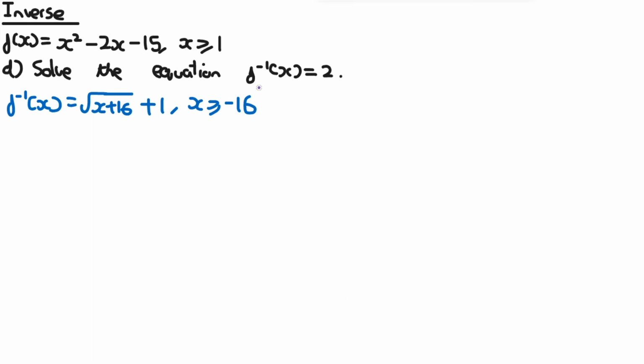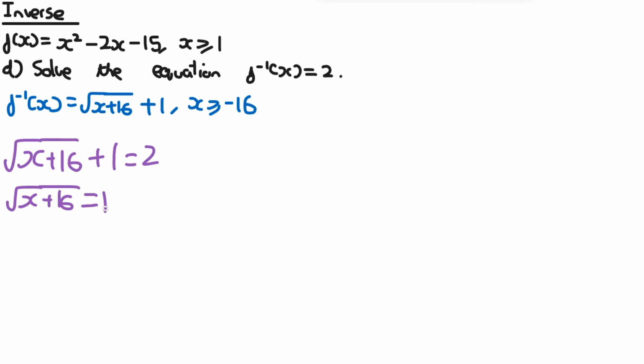And then for part D, we need to solve the equation f⁻¹(x) = 2, so therefore it's going to be when the root of (x + 16) plus 1 is equal to 2. Move the 1 onto the other side to get the root of (x + 16) is equal to 1, and then square both sides to get x + 16 = 1², which is just 1, so therefore x = -15. Check this lies in the domain. x has to be bigger than or equal to -16, and -15 is bigger than -16, so therefore this is a valid solution.